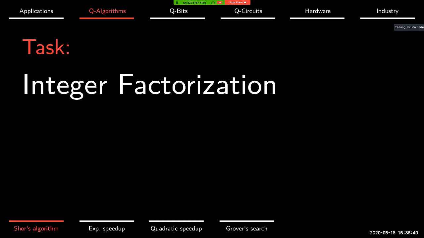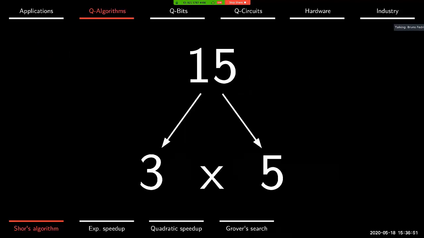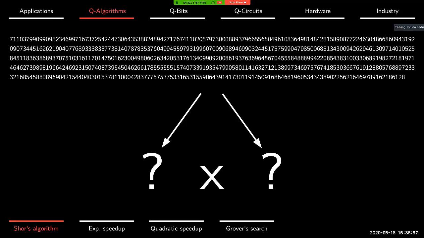With integer factorization, for instance, if I give you 15, it's pretty easy to tell me that 15 is 3 times 5. But if I give you a 617 digits key, which is a 2048-bit RSA key, it's much more complicated to find the prime factors of this sequence.